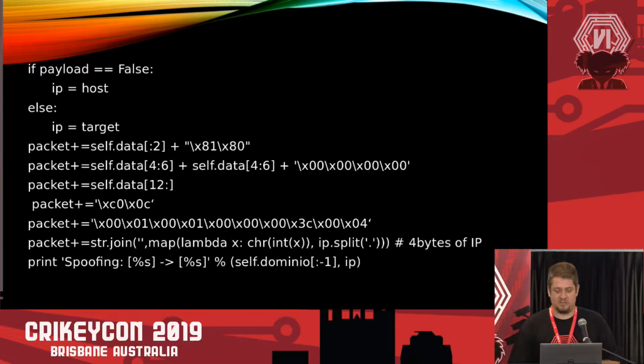I didn't actually pull apart all the packets, I pretty much just copied it in. And the top part where it says if payload equals false is where it actually changes between the two IP addresses. So as soon as they hit the website and get the payload code, the DNS server will then change to point to the other IP address.